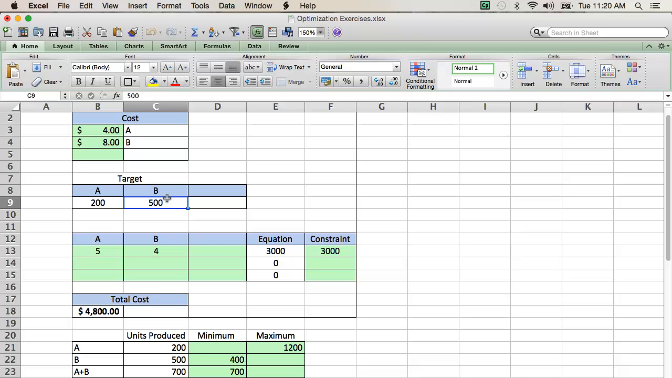However, we can also see that only two of the constraints are binding. In other words, only two have to be just right in order to achieve this solution. And that would be the sum of A and B and the total number of hours used.